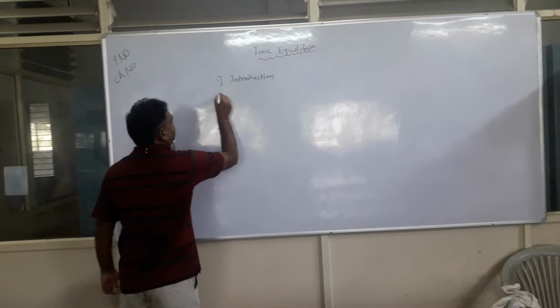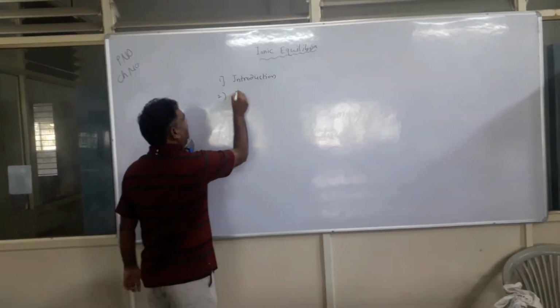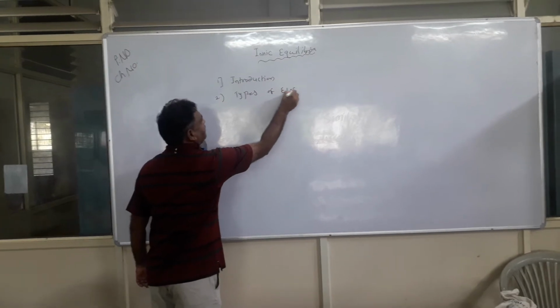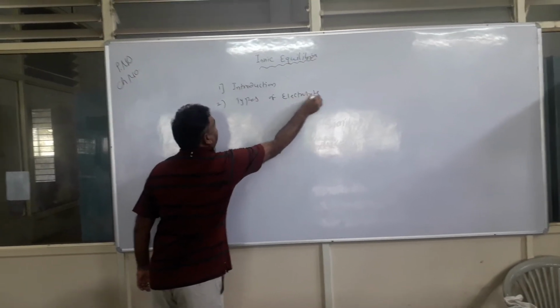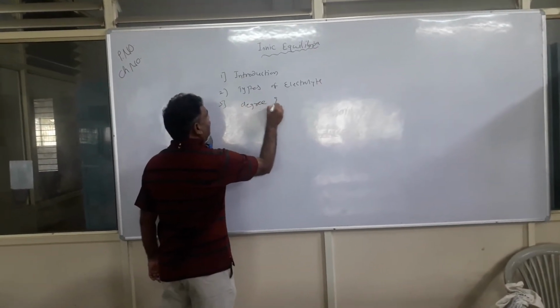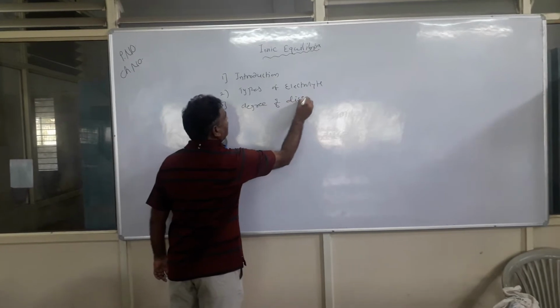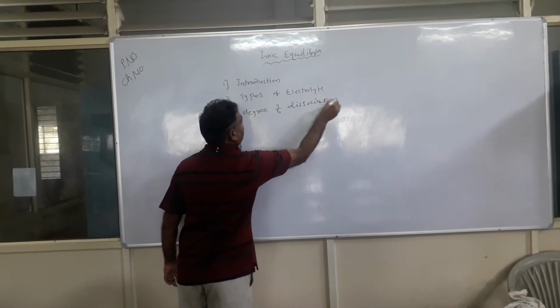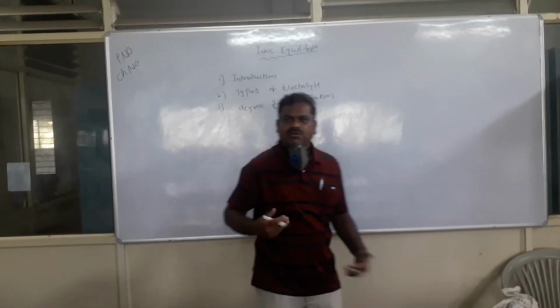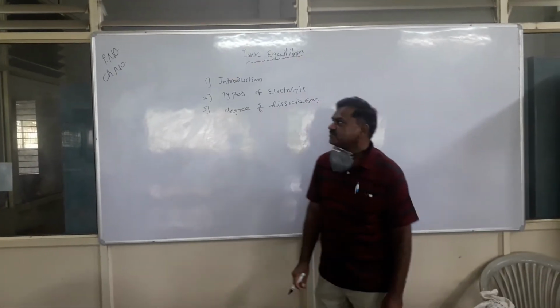Then the second one is the types of electrolyte. The third point is the degree of dissociation. These are the three points. Today we will see them one by one.